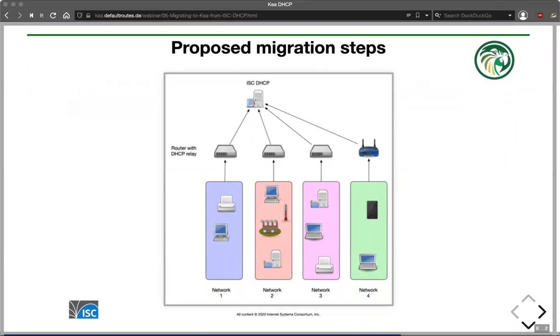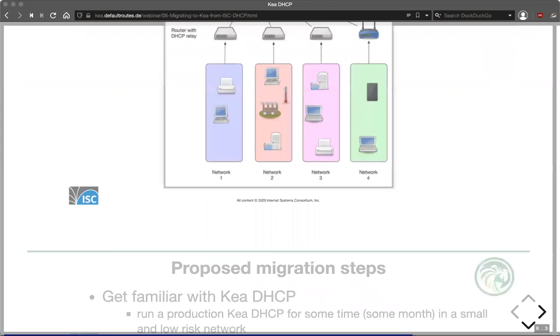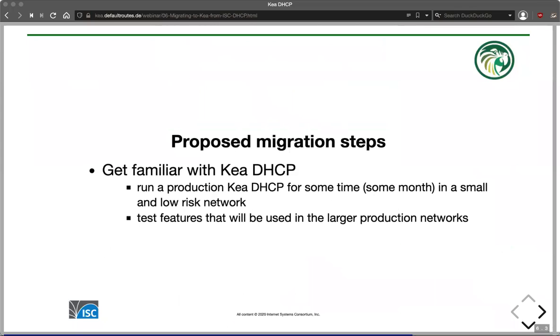And usually we have networks that go through routers with DHCP relay agents. If we have such a system with relay agents, it is very convenient because we can then switch over one network at a time if needed. So in the beginning, before starting the migration, I recommend to get familiar with Kea DHCP, get familiar with the new features, with the configuration, with the way Kea DHCP works.